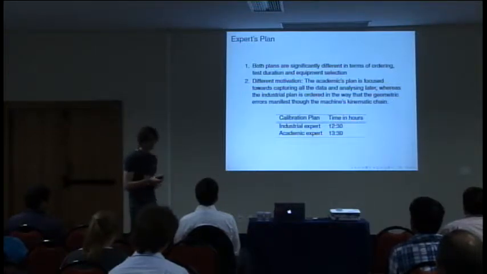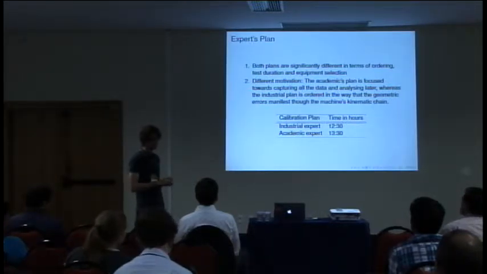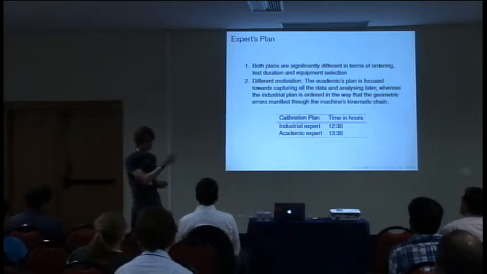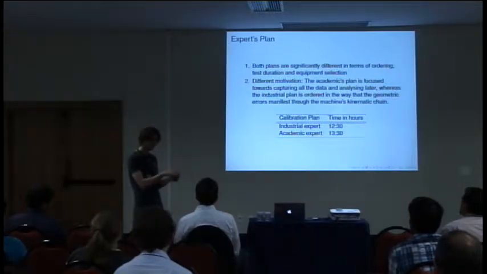So both of the academic plans, the expert plans, sorry, differ significantly because of the motivation. The academic is just interested in measuring them all and then taking the data to analyse, whereas the industrial engineer is interested in measuring the errors in the way they propagate through the machine, so that if they find a significant error, they can compensate for it, fix the error, then move on to the one after it.